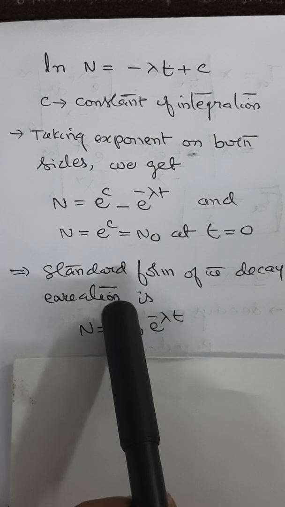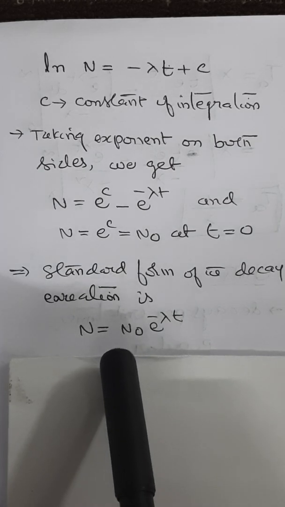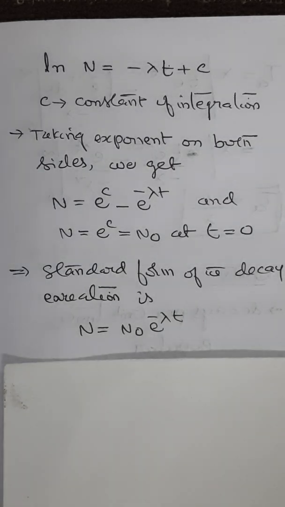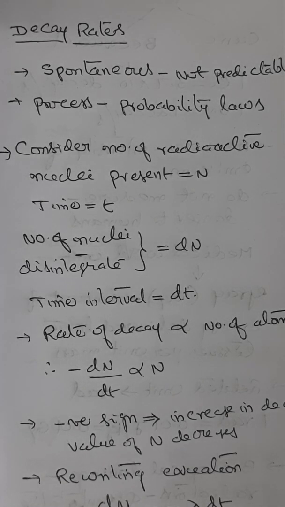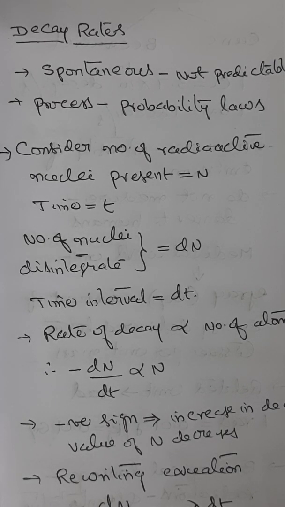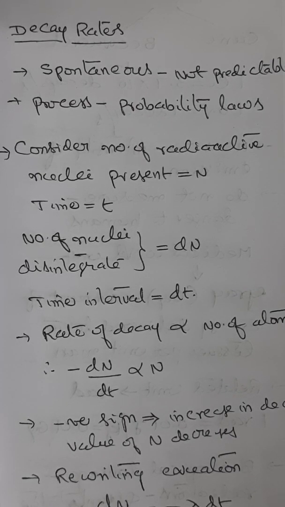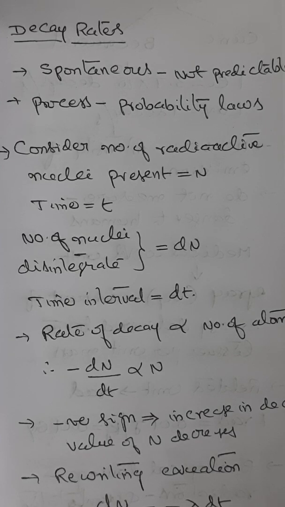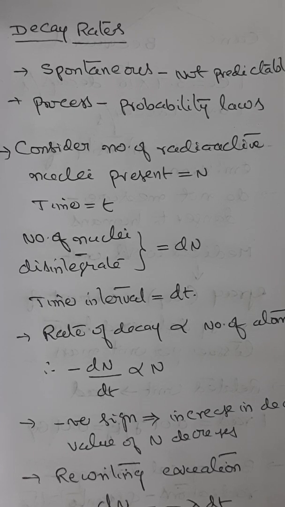This is about the decay law and decay constant. Let us understand radioactive decay rates. The decay of radioactive nuclei takes place spontaneously and without any predictable chance. The process is governed by the laws of probability. So let us consider that there are N radioactive nuclei present at a time t. Out of these, dN is the number of atoms that disintegrate into daughter nuclei in an interval of dt.